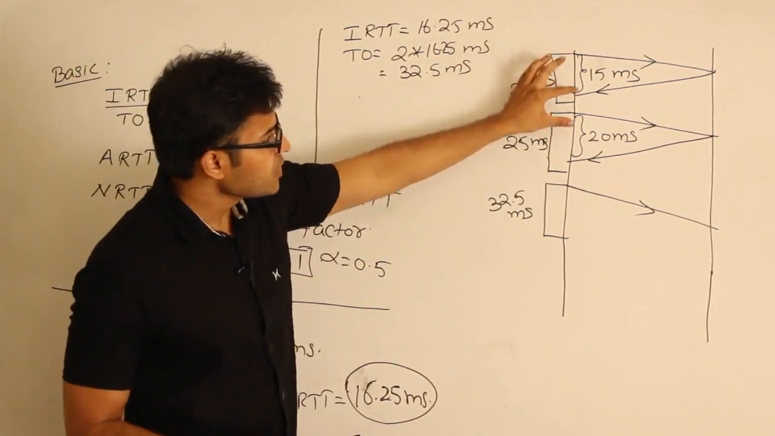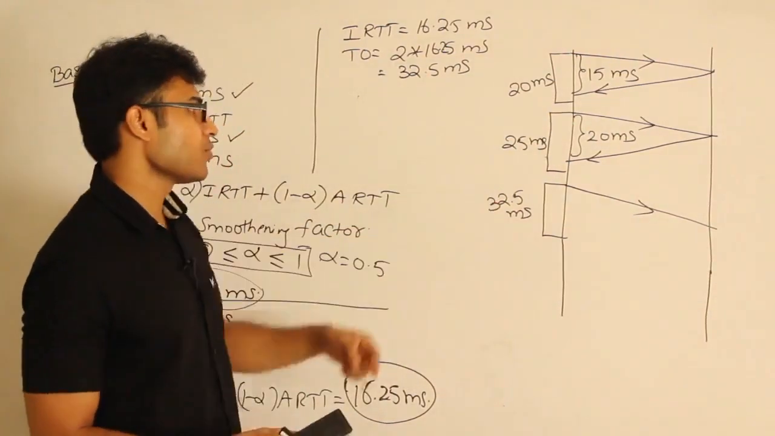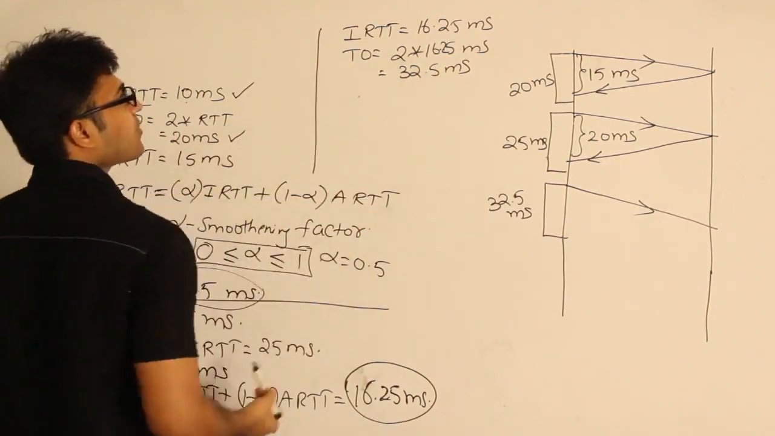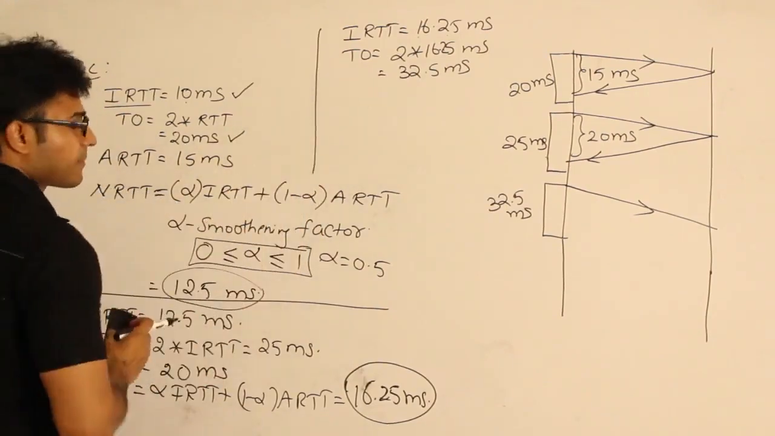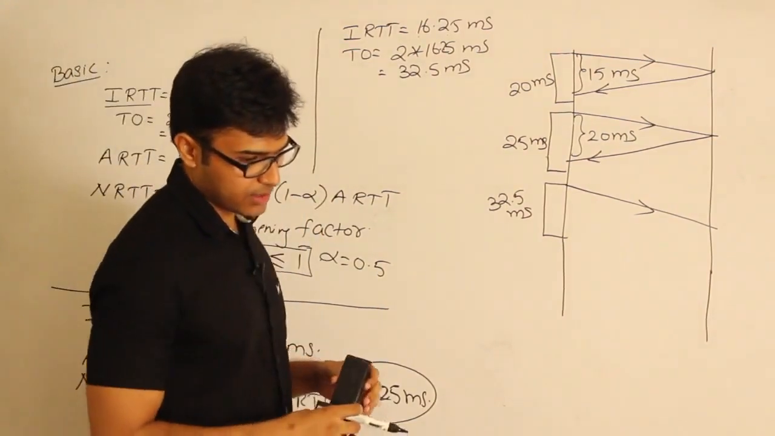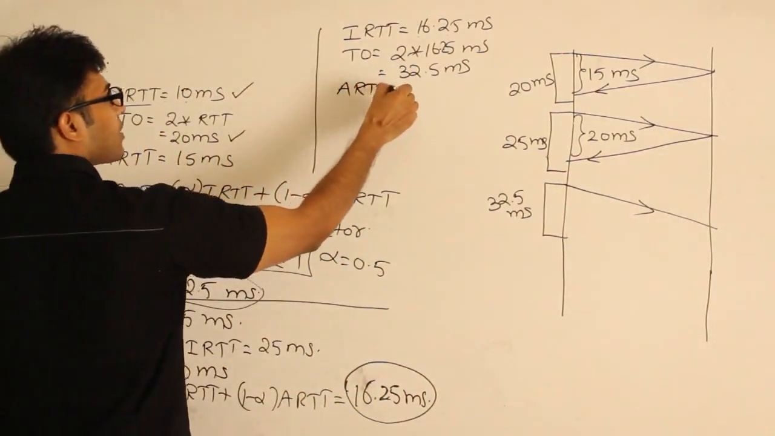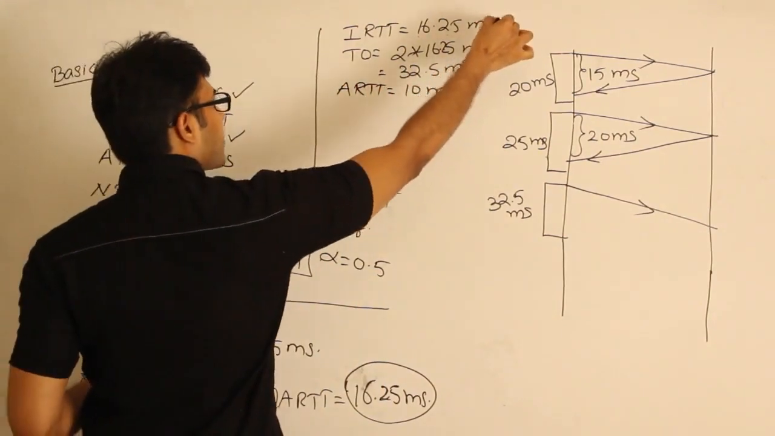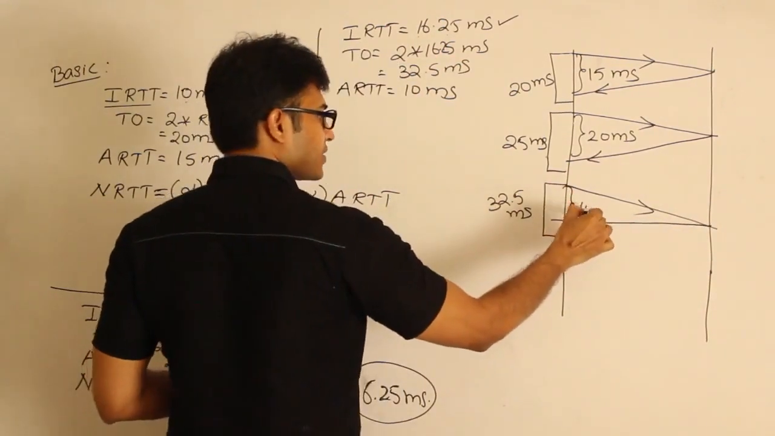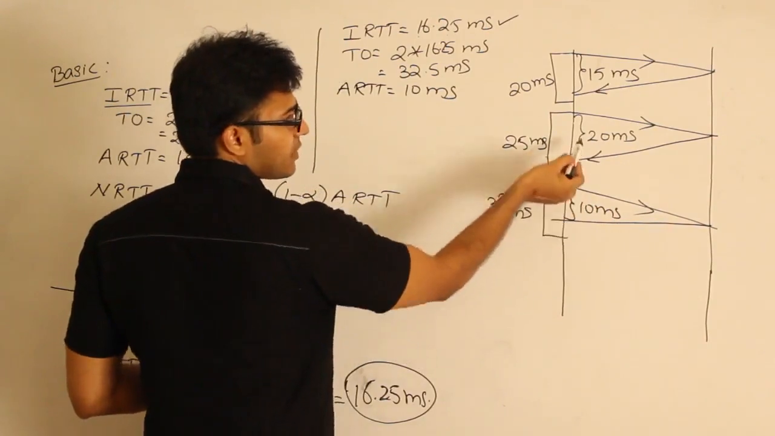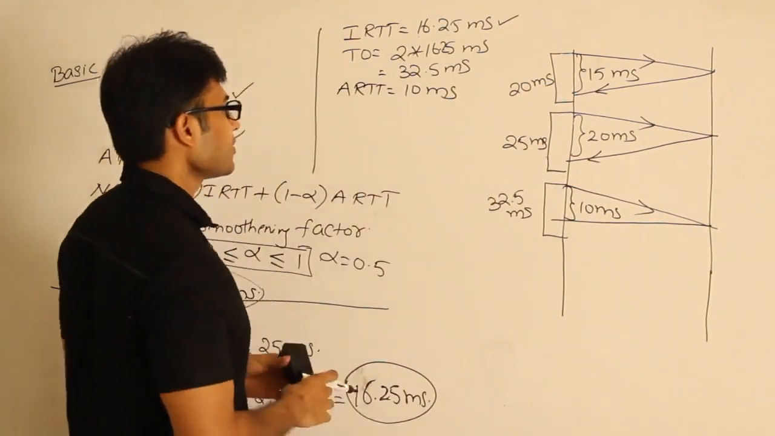The reason is the previous two acknowledgements have shown that there is an increase in the traffic. Therefore I am increasing the timeout timer, right? Now I am waiting for 32.5 milliseconds, expecting that it would come back in 16.25 milliseconds, right? Then let us assume that this time the packet came back in 10 milliseconds. Actual round trip time is 10 milliseconds. You are expecting that it would come back in 16.25 milliseconds, but as a surprise, it came back in 10 milliseconds itself, which means this time the traffic has decreased. Previously 15-20, now the traffic has decreased to 10 milliseconds.